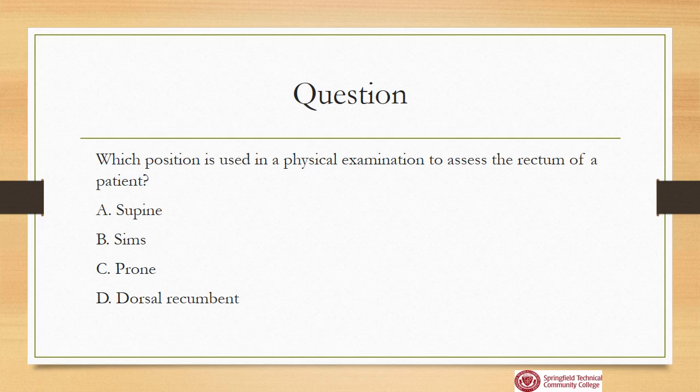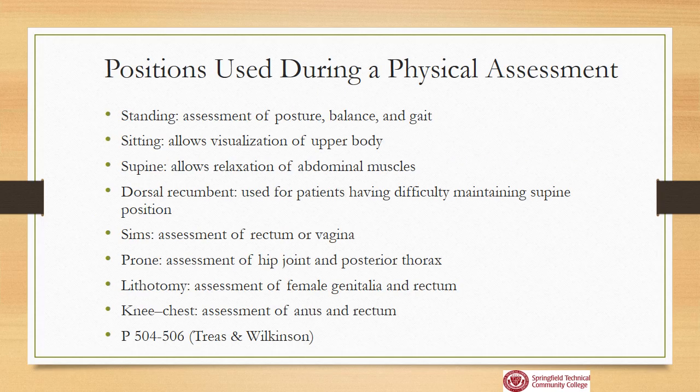Which position is used in physical examination to assess the rectum of a patient? And your choices are supine, Sims, prone, and dorsal recumbent. There are many different positions that you can use during a physical assessment. As you can see in the middle of this list, the Sims position, where a patient is lying on their side with one leg over the other, is used for assessment of the rectum or vagina.